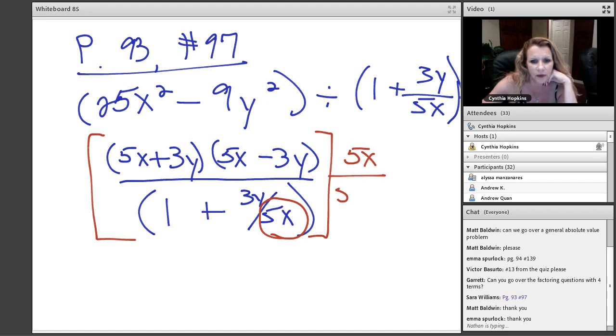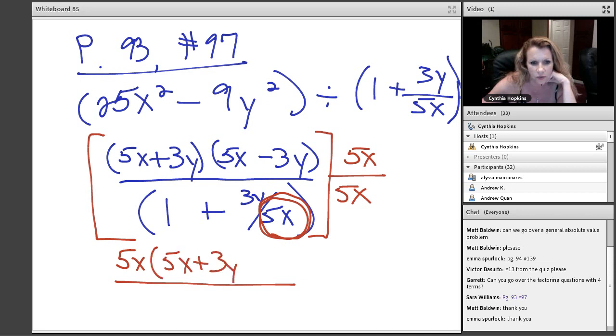I'm going to multiply by 5x over 5x. Okay, and I got that from this denominator. I call it the minor denominator. In the numerator, there's no distributing necessary. I'm going to write 5x, that's my red 5x, and then times the quantity 5x plus 3y times the quantity 5x minus 3y. So there's my numerator.